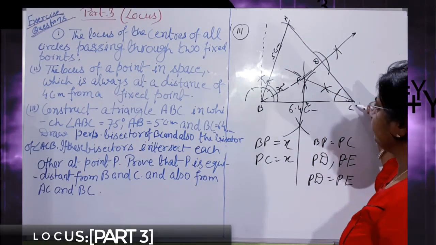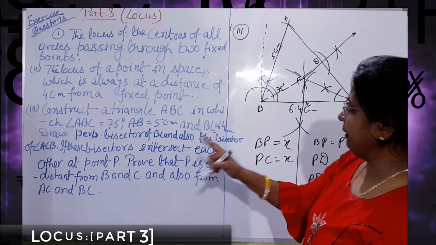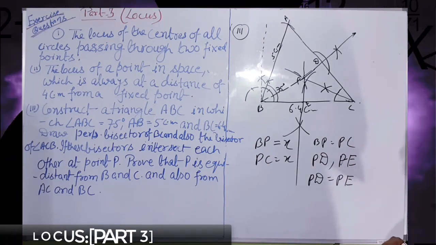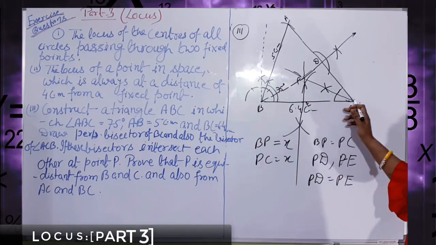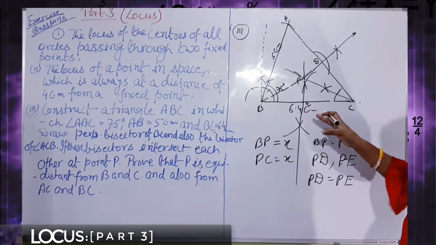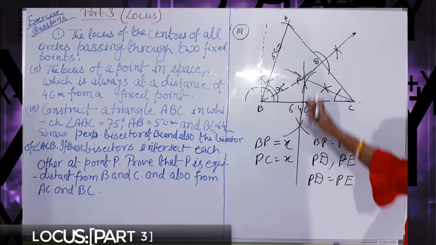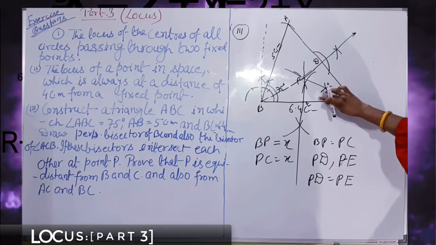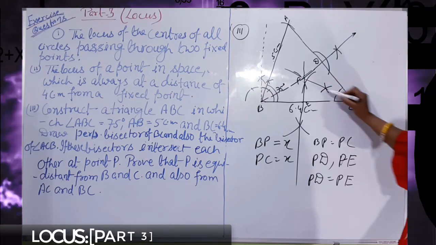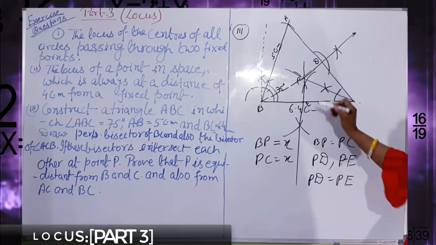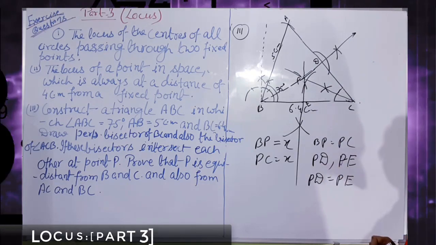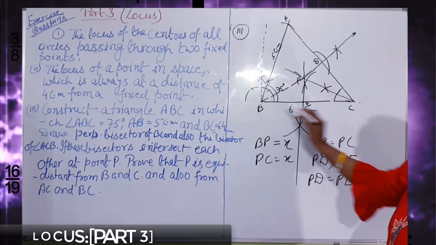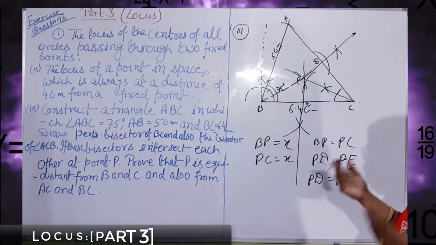After this, your question is to draw the perpendicular bisector of BC and also the bisector of angle ACB. That means the perpendicular bisector of BC, which we draw with the general method of construction, and the bisector of the angle by taking the same arc from both sides. The intersecting point of both bisectors is P, and again we have to check whether the distance of P from both fixed points B and C is equal or not.